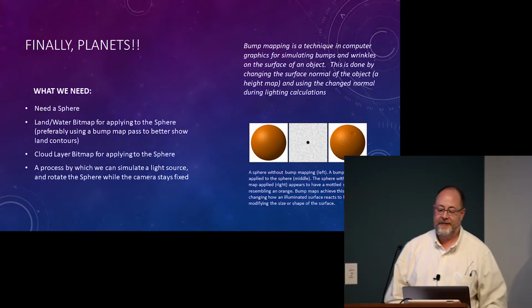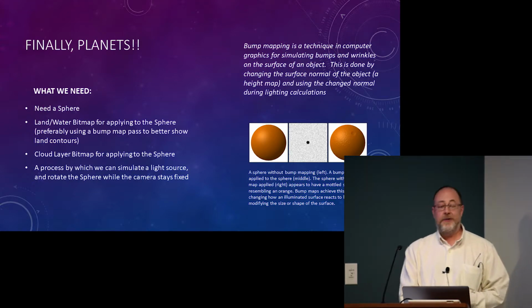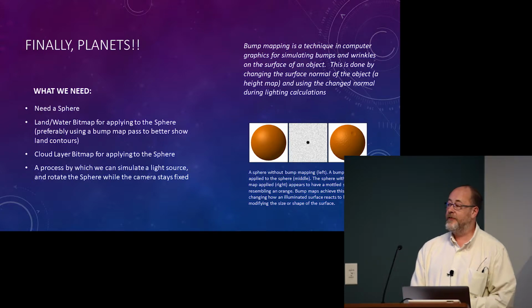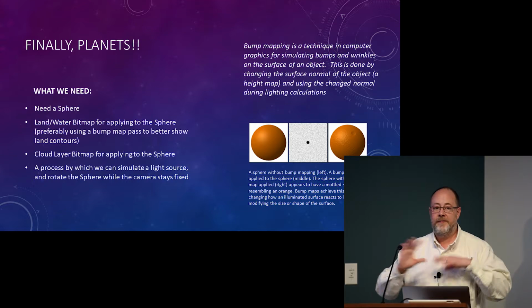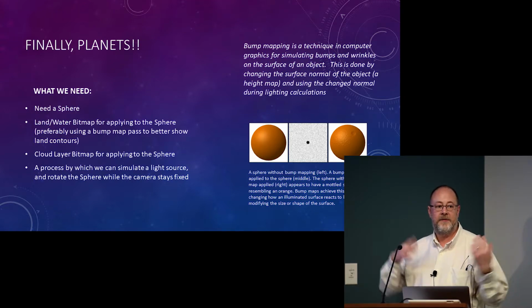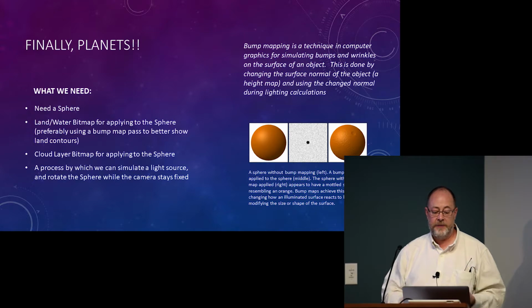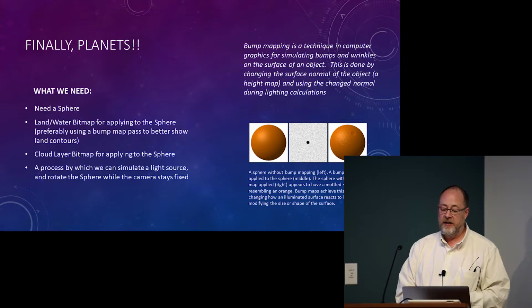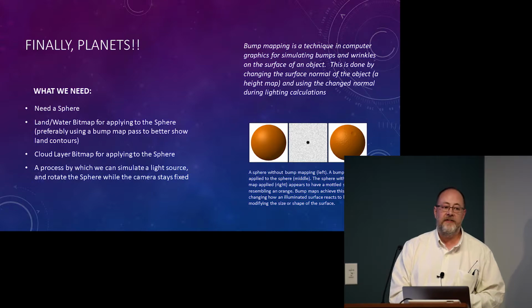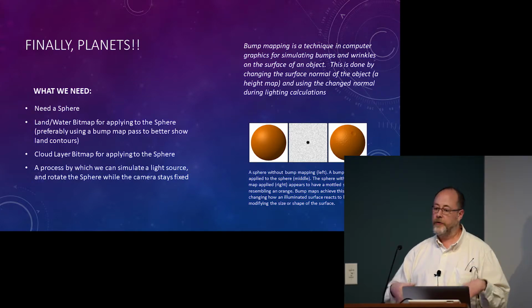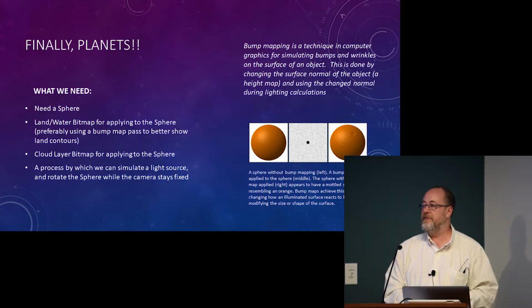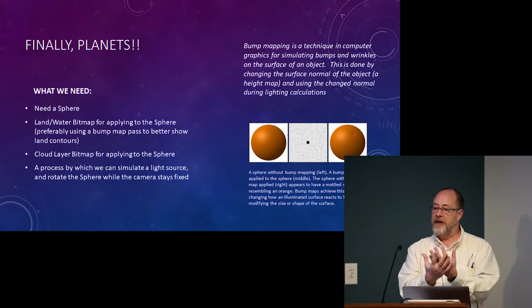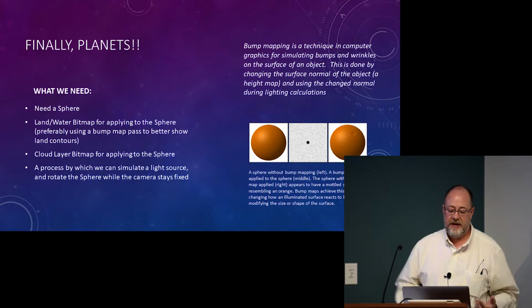Finally, planets. I'll try to speed it up a little bit. Here I'm spelling out what the process actually is for doing this. I need a sphere. It doesn't matter whether I'm going to use a ray tracing technique or a 3D library, I'm going to need a sphere. I'm going to need multiple bitmaps depending on how fancy I want to get with this particular planet, whether it's the Earth or Mars or something random you've generated, because one of those bitmaps is going to be the main texture that represents the surface.